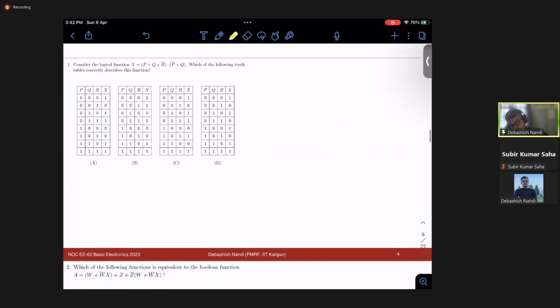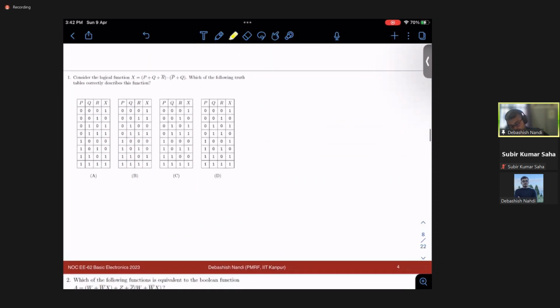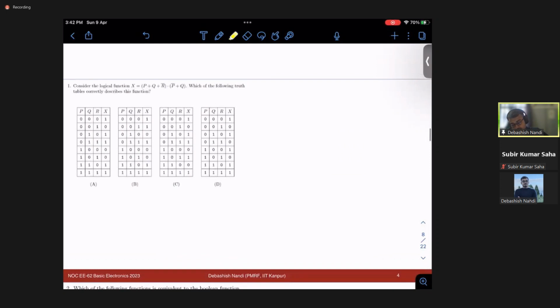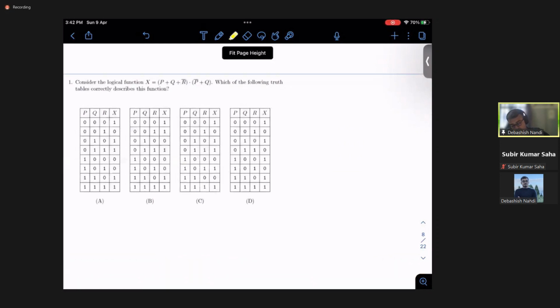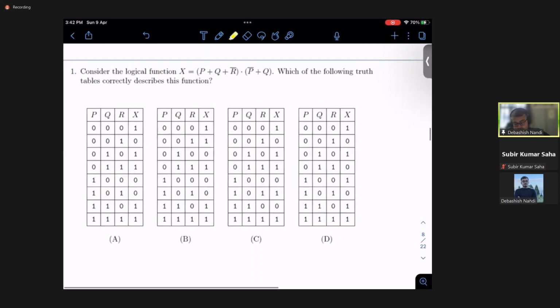So let's see, what do we have? Okay, we have a logical function. I think this is readable, but let me just blow it up so that you can see it. Consider the logical function x equal to (p or q or not r) and (not p or q). Okay, so they want us to get the truth table out of it.